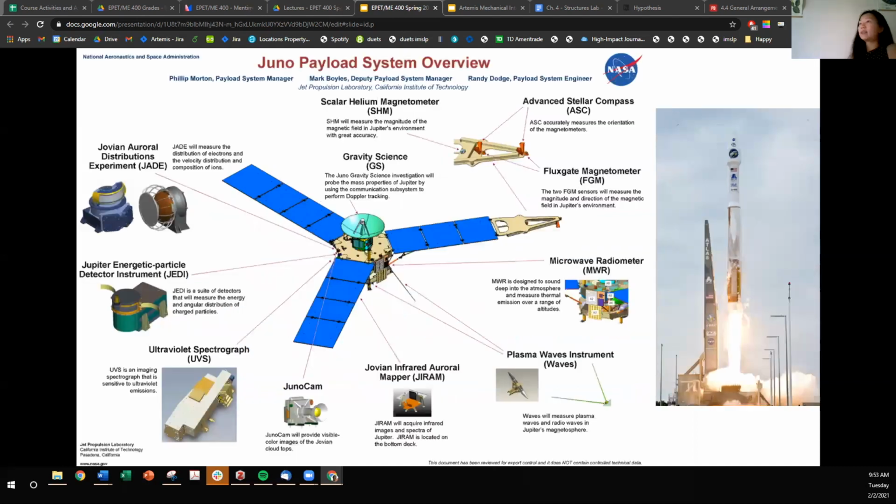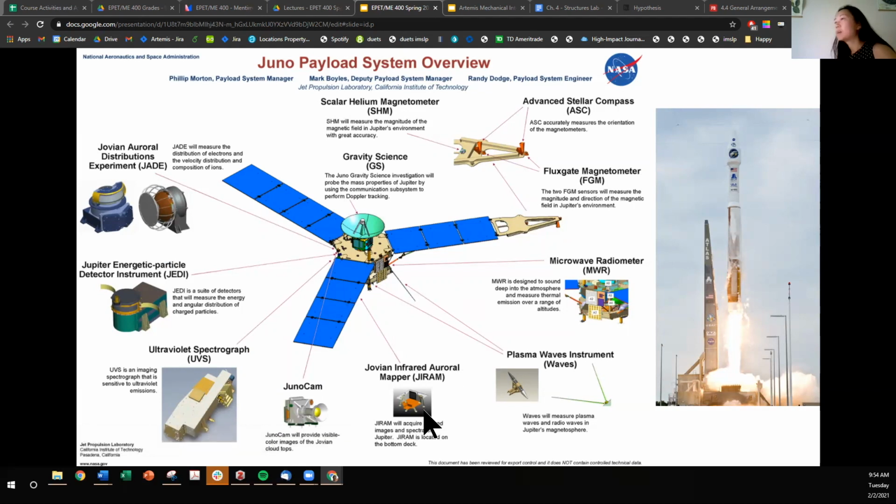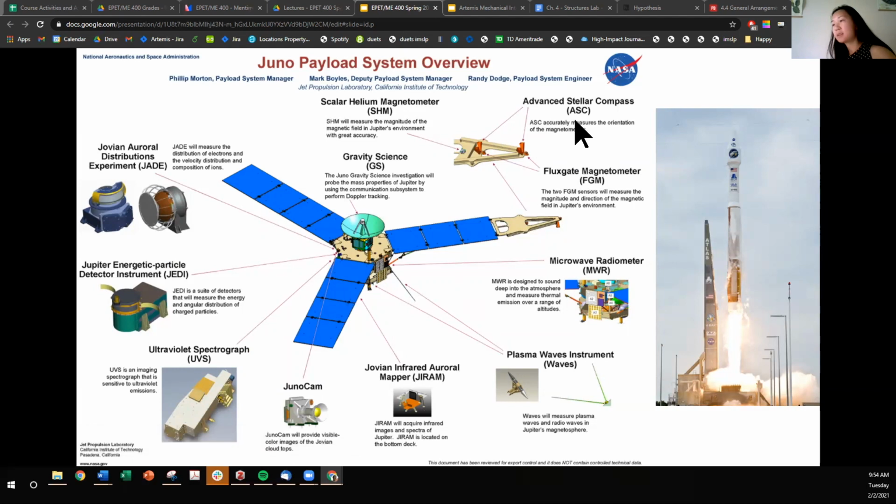So let's look at the Juno spacecraft and talk through some of those requirements. So for components requiring a certain orientation within the spacecraft frame, facing away from the spacecraft center, for example, are a suite of instruments. So you'll see spectrometers, the Juno cam, the Jovian infrared auroral mapper, the stellar compass, which is here, and the communication subsystem. All of those components need to be within a certain orientation.